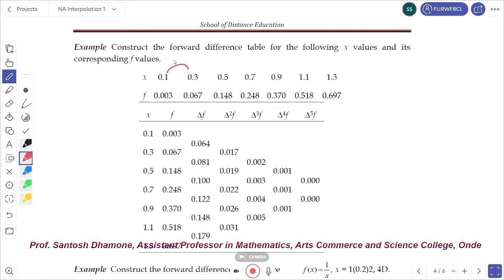Similarly, each of these differences is 0.2. Therefore, h is equal to 0.2, and the values of x are equidistant. Hence, we use the forward difference operator for this.